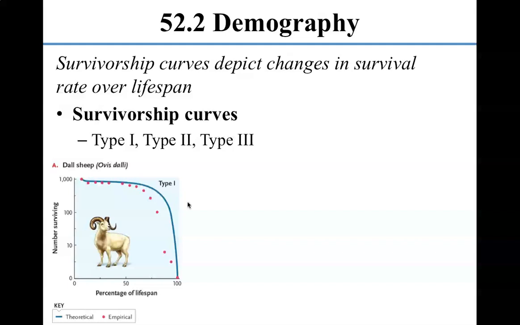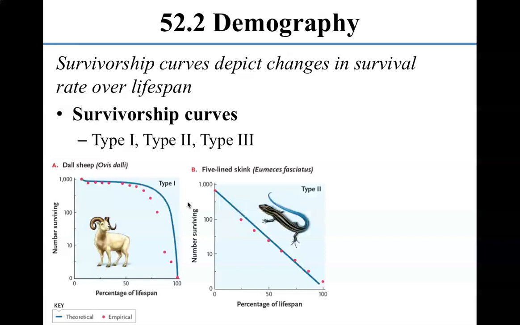Type 2 survivorship curves display a pattern in which there's a constant rate of mortality across all age classes. So in other words, it doesn't matter how old you are, your chance of dying each year remains about the same. So a lot of songbirds, some small mammals like mice, as well as lots of reptiles like the lizard you see here or the skink. It doesn't matter if you're a newly born lizard or an old lizard, your chance of dying is about the same as you progress through your lifetime.